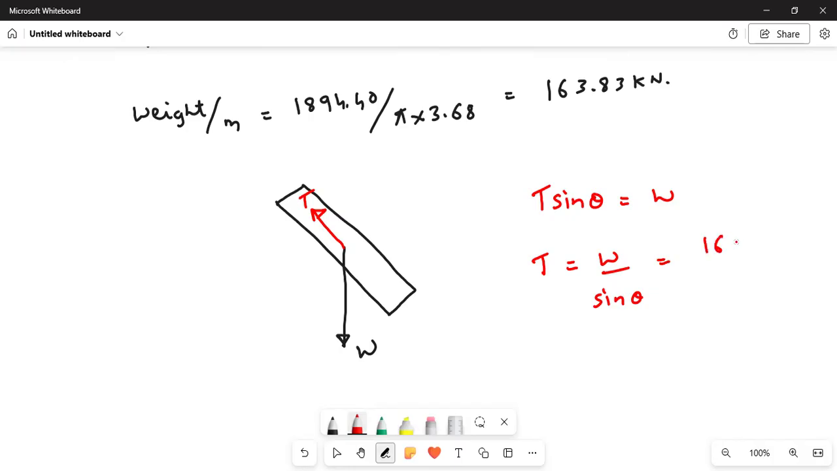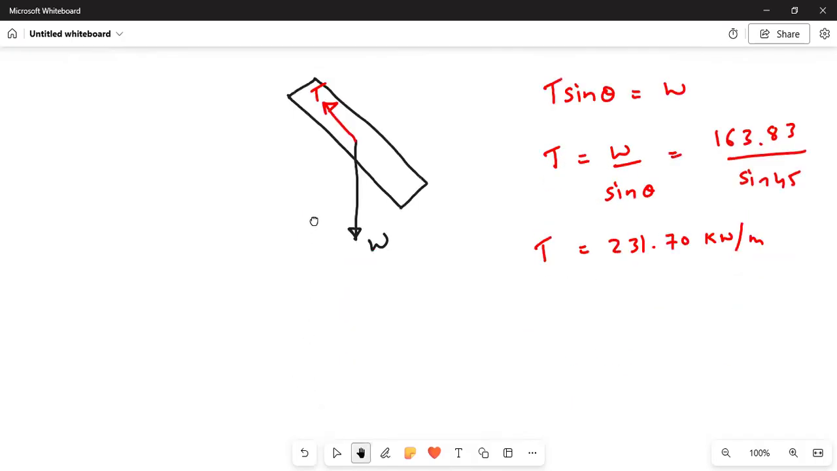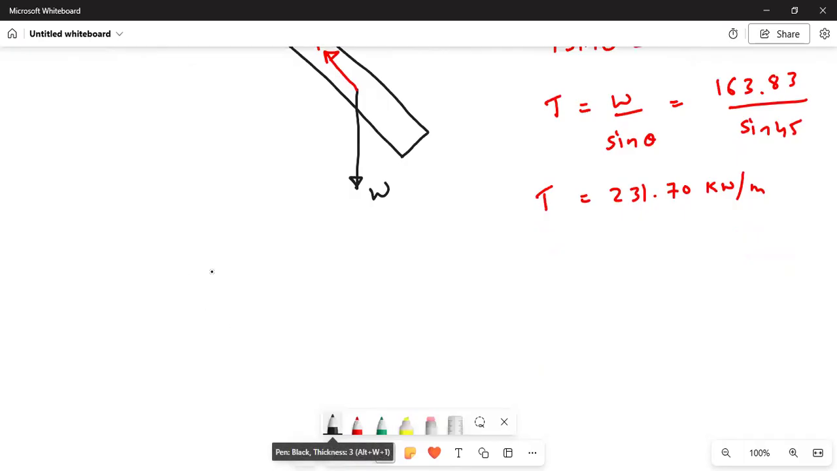W is 163.83 divided by sine 45. And the T is coming as 231.70 kilonewton per meter. This is the direct tension that you got. From that you can find Tu, the factored direct tension: 1.5 into 231.70, and this is coming as 347.55 kilonewton.